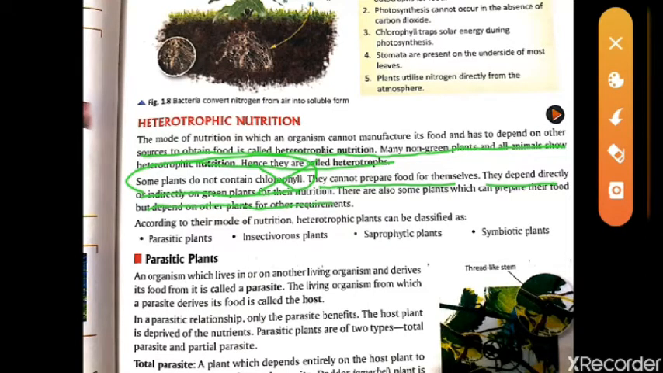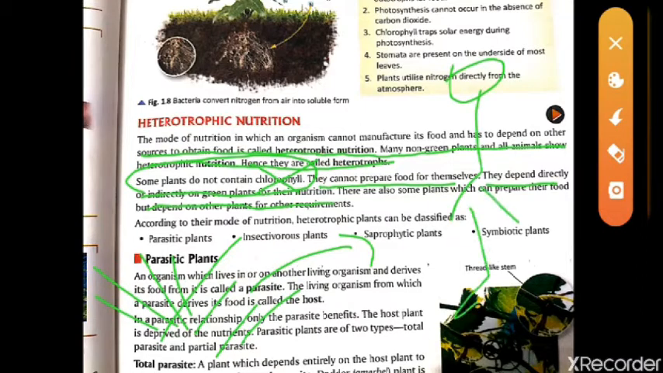They depend directly or indirectly on green plants for nutrition. So why does it say directly or indirectly? Imagine this is grass. The grass will be eaten by a goat or some other animal like a rabbit. But if we are present here, or a lion is present here, how will they get the food? We are not going to eat the grass. Maybe the one who eats this one, we will eat that organism. So indirectly we are depending on plants, and somebody is directly dependent on the plants. So we all are heterotrophs.